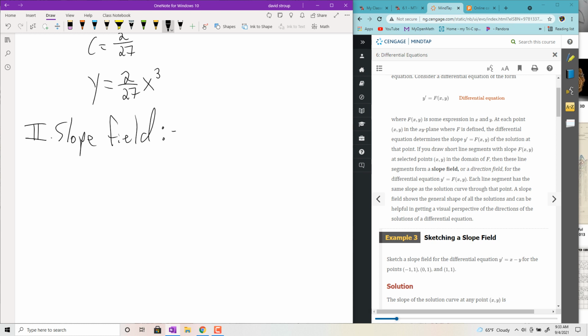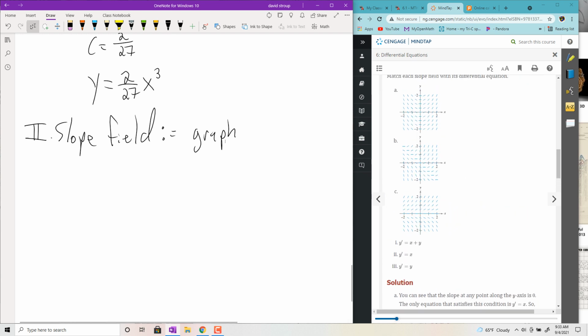Anyways, what is a slope field? It's basically a bunch of little tick marks. So let's see if we can find, yeah, these things. These things are slope fields. And what they are the graphs of is the slopes of solution curves.